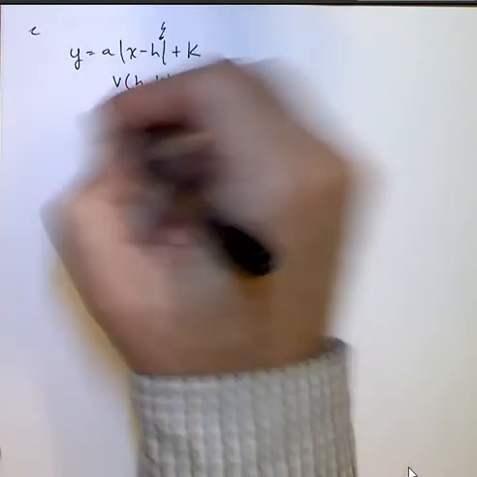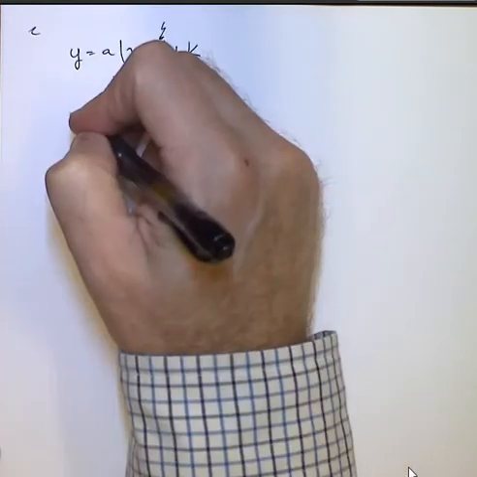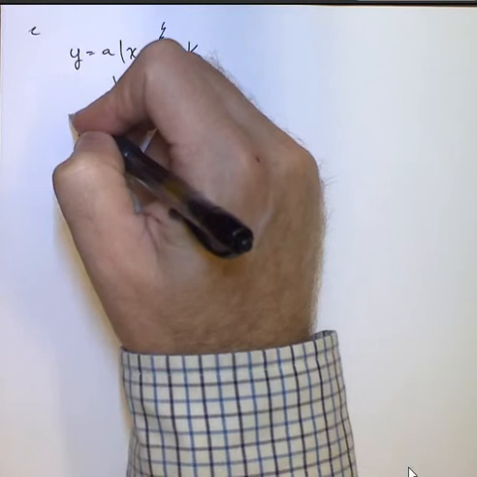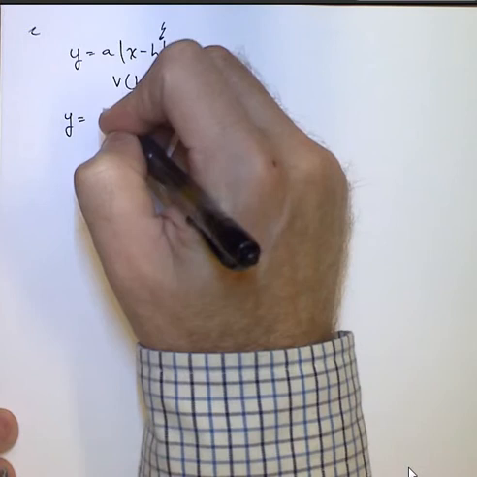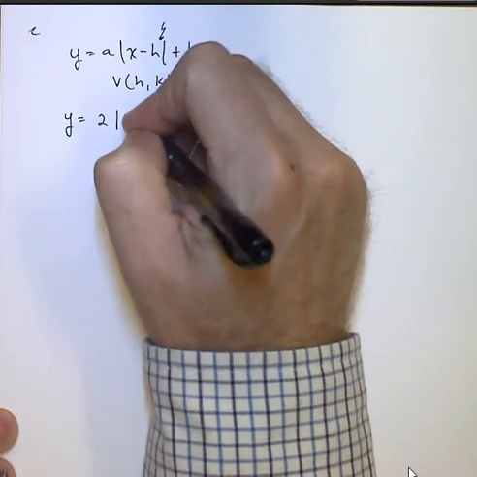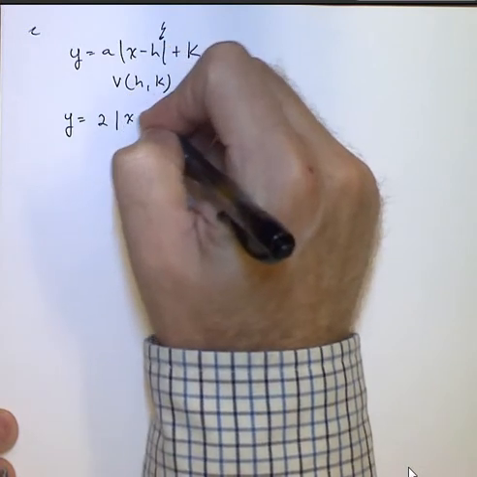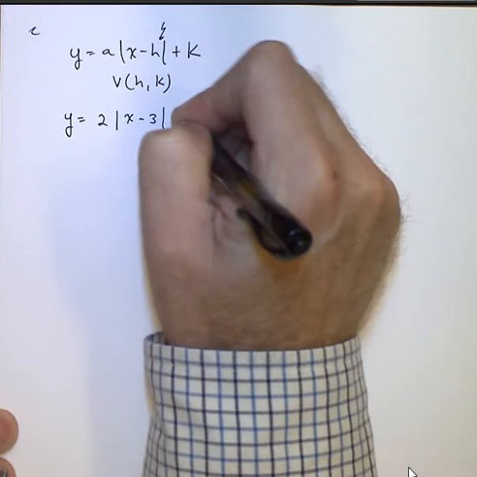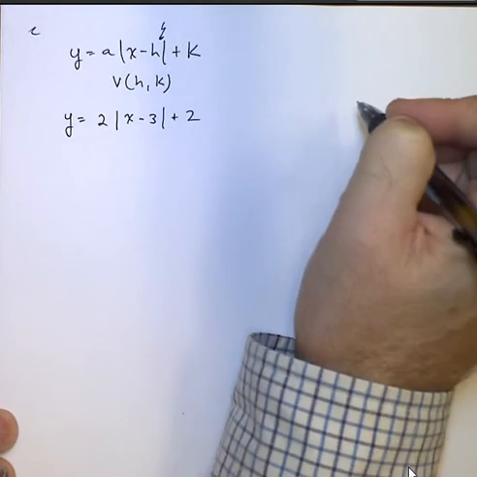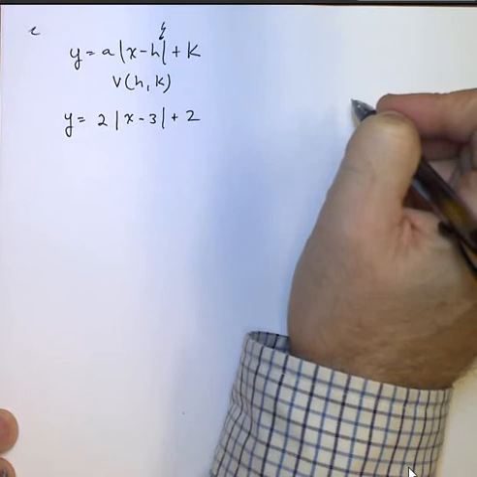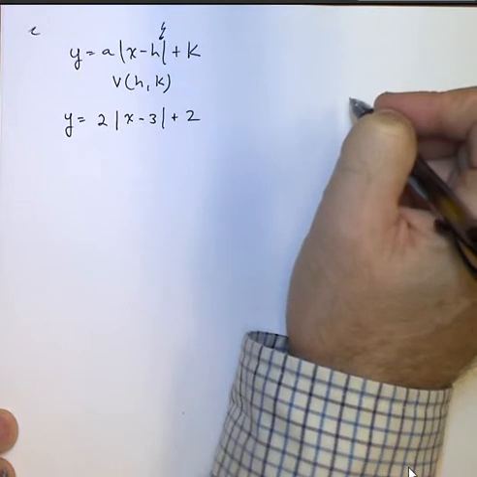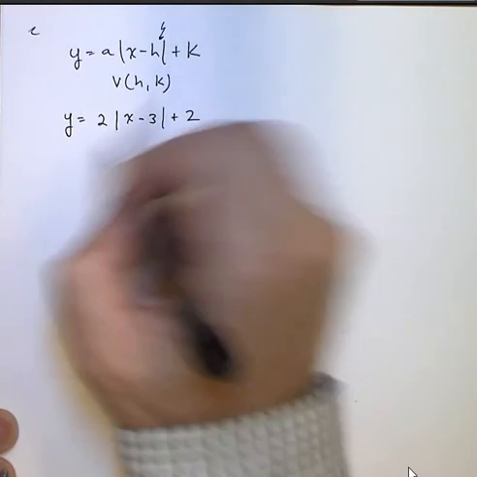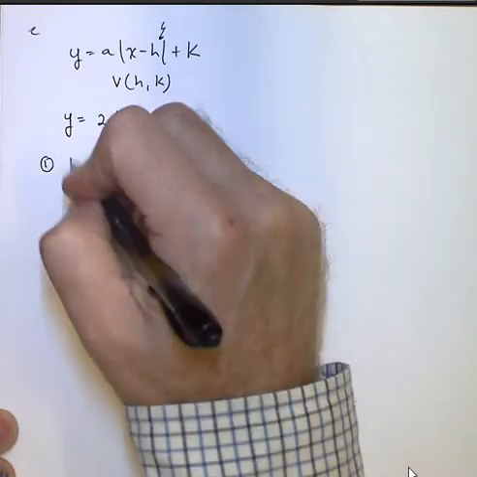So let me just do this by example. If I gave you a problem that said y equals, let's say, 2 times the absolute value of x minus 3, plus 2, that's the problem we're going to solve here. We're going to graph that. We'll do it in 4 steps. The first step is to identify the vertex.